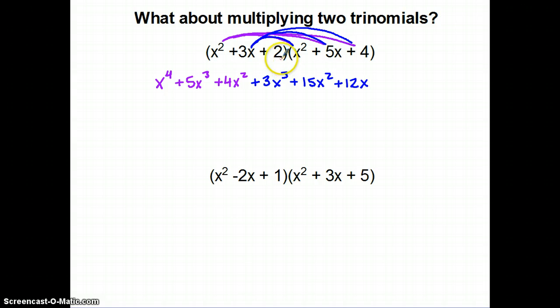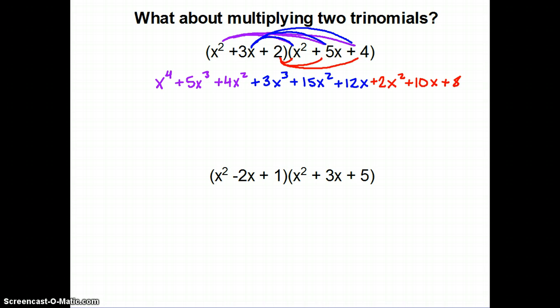Finally, for the third time, we distribute our 2. 2 times x squared gives me positive 2x squared. 2 times 5x gives us positive 10x. And 2 times 4 gives us a positive 8.